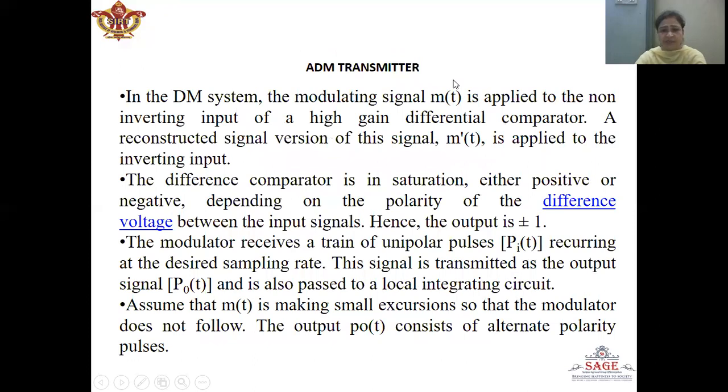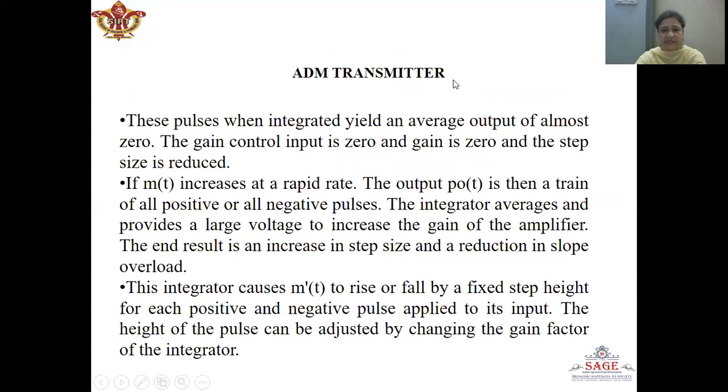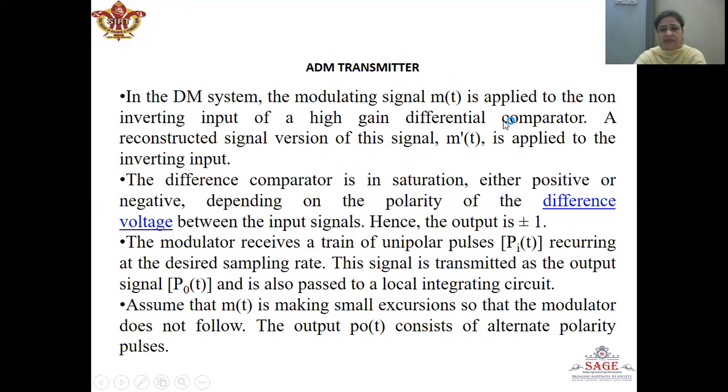In a delta modulator system, the modulated signal is applied to the non-inverting input of a high gain differential comparator. The reconstructed version of the signal is applied to the inverting input. The comparator is in saturation, either positive or negative, depending on the polarity of the difference voltage between the input signals.